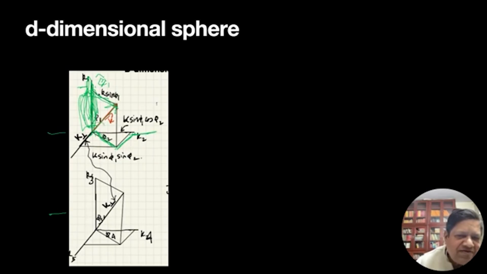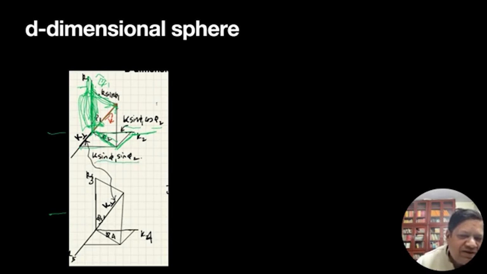If this angle is phi 1, then this is k1 cos phi 1, and this is k1 sine phi 1. So I got k1 sine phi 1. I project it again. So that will be k1 sine phi 1 cos phi 2, and this angle is phi 2. In that direction, I'll get k1 sine phi 1 sine phi 2.